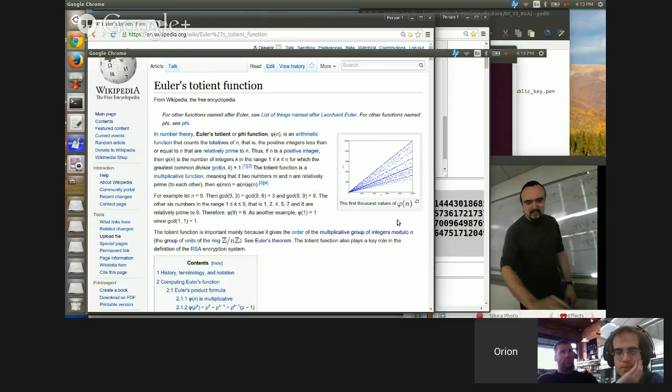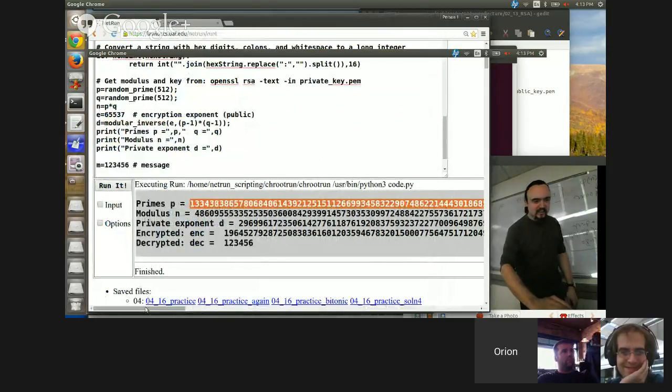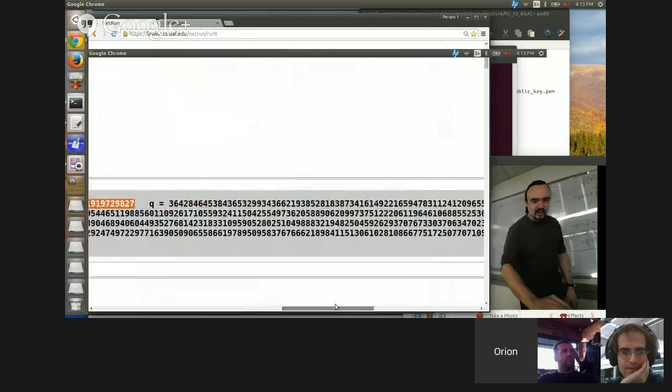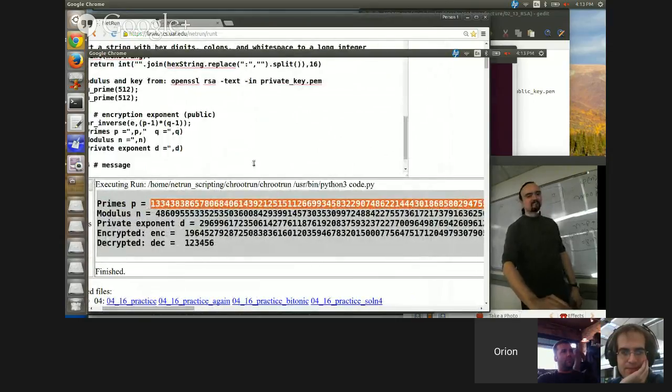I mean, this is not a small number by any means, right? That number just goes on. That's an enormous prime number. And this is like the bare minimum size prime.